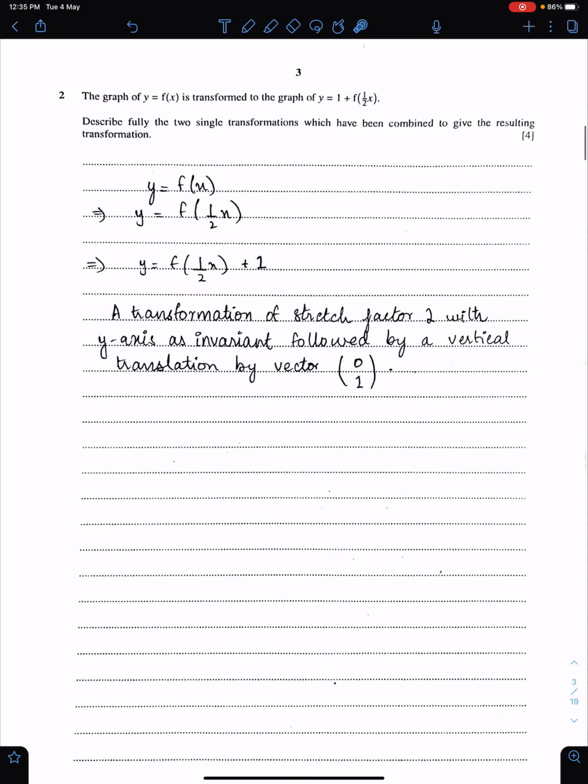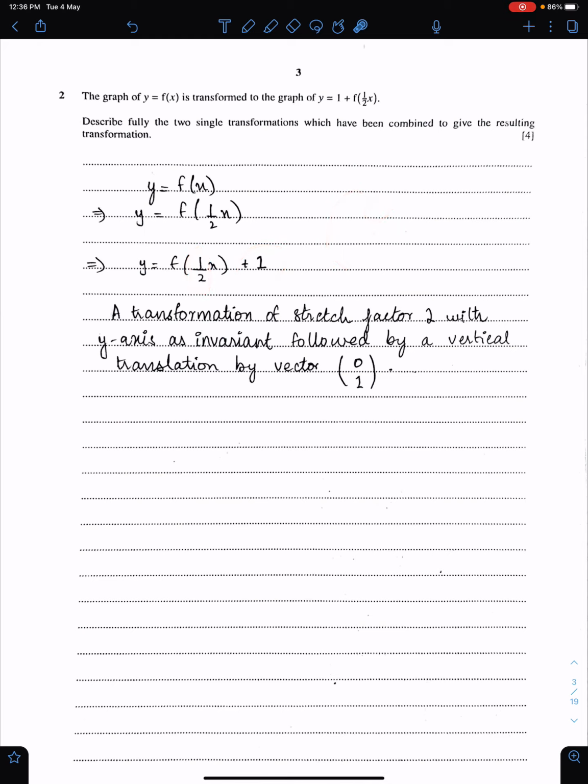Question number 2. The graph of f of x is transformed to the graph of 1 plus f half x. Describe fully the 2 single transformations which have been combined to give the resulting transformation. To solve this question, you must be good at transformations. You need to just observe this equation carefully. You need to identify the transformations. This is horizontal stretch factor 2, and this is translation vector (0, 1).